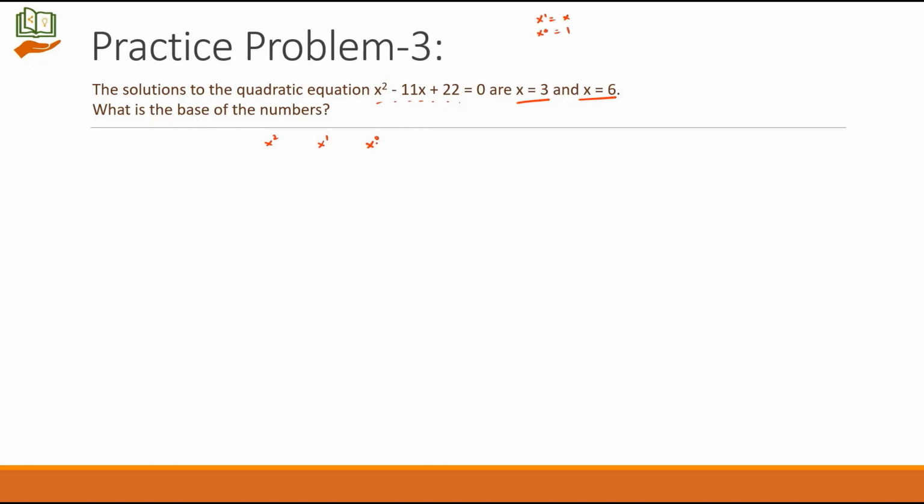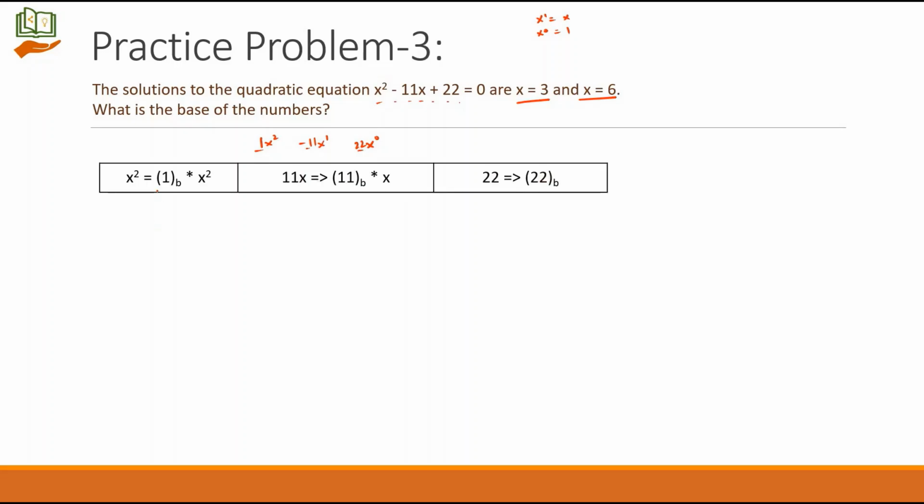The coefficient of x power 0 is 22. So 22 into 1 will give you 22 again. What about this minus 11x? x power 1 is having the coefficient of minus 11. So minus 11 into x power 1 can be written as minus 11 into x. What about x square? When you don't have any other number in front of x square, this is equal to 1 into x square. So 1 into x square will be x square only. Now we have to apply base to this coefficient that is present before the power of x.